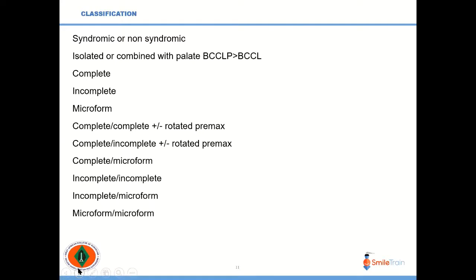Now, in terms of classification, it could be syndromic or non-syndromic. It could be isolated or in combination with the palate. And it could be complete, incomplete, or microform on either of the two sides. So you have combinations of complete, plus or minus a rotated premax, complete with incomplete, complete with microform, or incomplete on both sides, or incomplete with microform, or both of them microform. These are the different variations you'll meet, and we'll try and touch how you handle each one of them.